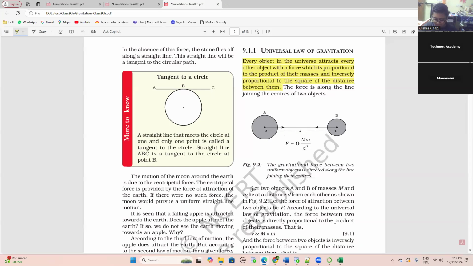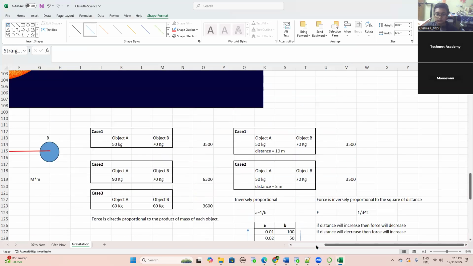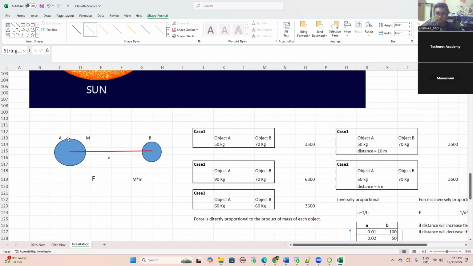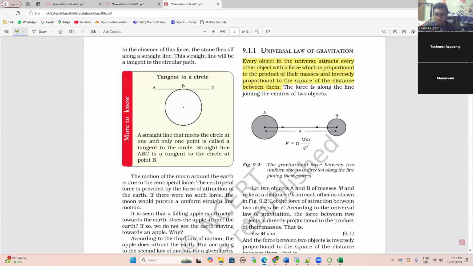Let two objects A and B of masses M and m lie at a distance d from each other, as shown in figure 9.2. That is what I told you here. This is object A of mass capital M, this object B is of mass small m, and the distance between them is d. Suppose the force of attraction between them is F. Always represent the force by capital F. Got it? Okay.